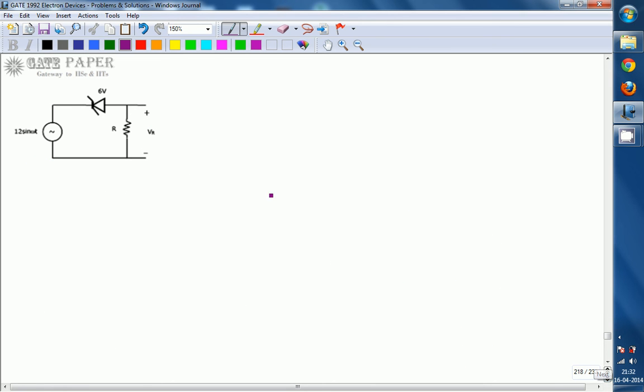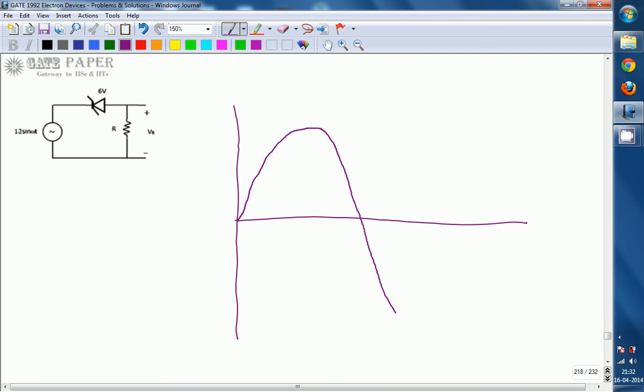The input given, V input, is 12 sin omega t. We are going with one cycle, and the other cycles will follow this one. This is 12 sin omega t, so the maximum is plus 12 and the minimum is minus 12, which is V input. Okay, now we are going with V out.